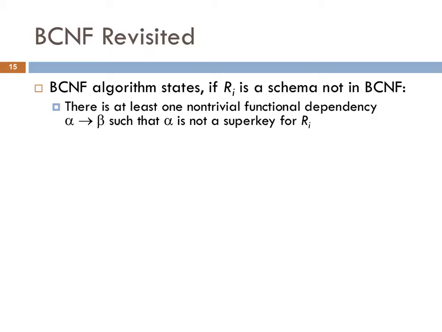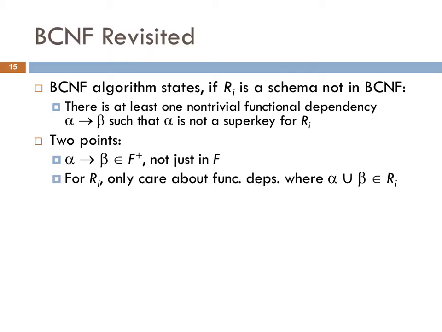Okay, so if R sub i is a schema not in BCNF, then there's at least one non-trivial functional dependency alpha functionally determines beta, such that alpha is not a superkey for R sub i. First issue is that this is in the closure of F. We're not just looking at F. So there may be dependencies implied by F that apply to a schema that are not explicitly stated in F, and you have to be careful about it. You have to pay attention to it.